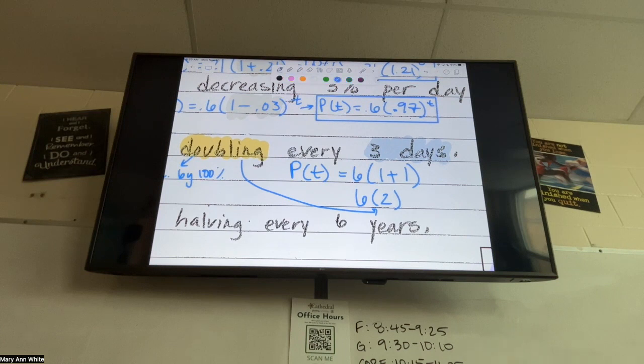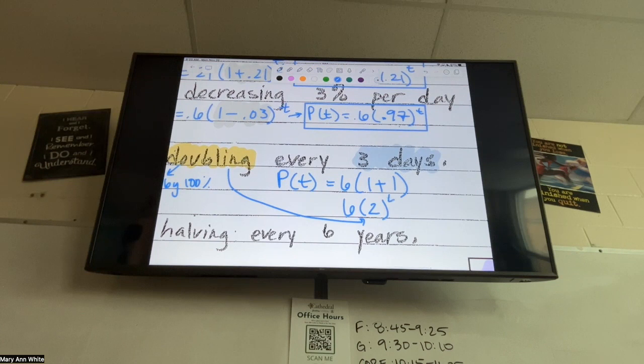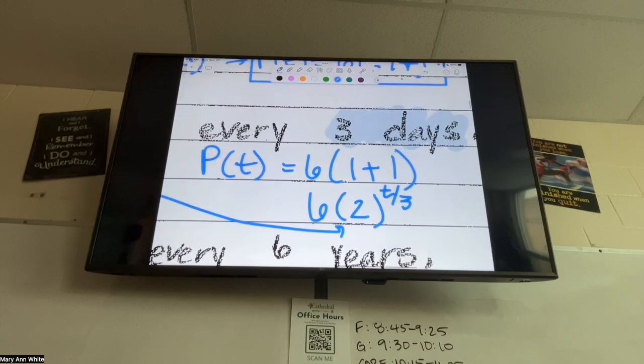To represent that, we're going to say it's T divided by 3. So however many days it takes to do that pattern, we'll say T divided by that number. So P of T equals 6 times 2 raised to T divided by 3. If it takes 50 days, we do T divided by 50. If it takes 120 days, we do T divided by 120.